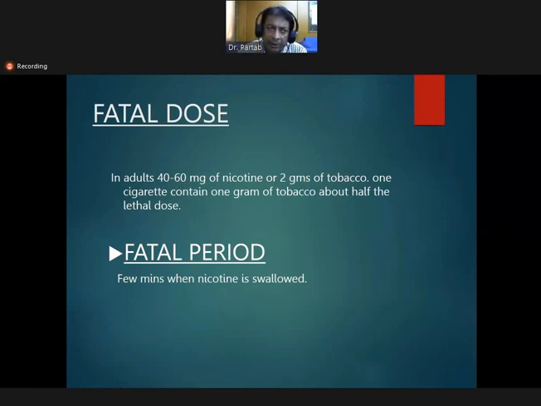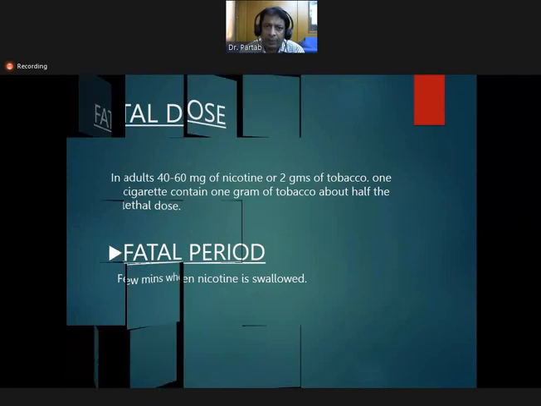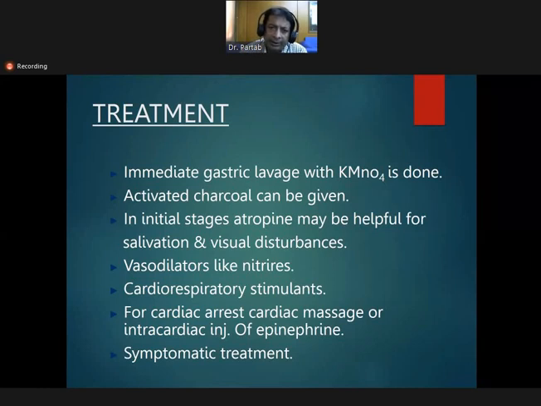Fatal period, the time in which death occurs: a few minutes when nicotine is swallowed. If a whole fatal dose is swallowed, a few minutes are required to cause death. Treatment: immediate gastric lavage with KMnO4, potassium permanganate, is done. Activated charcoal can be given.